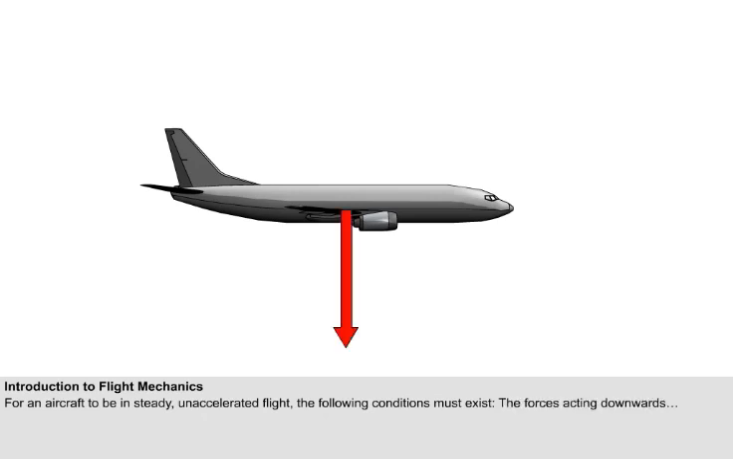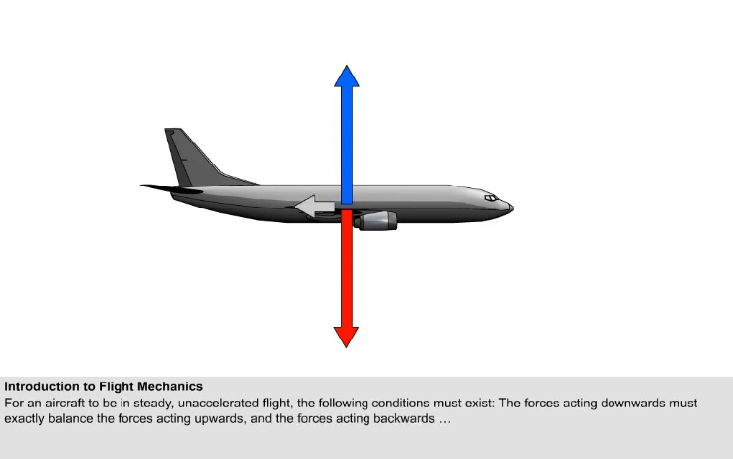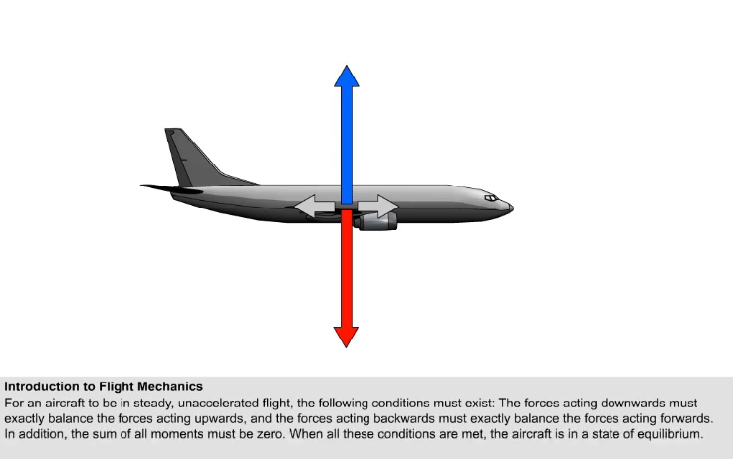Forces acting downwards must exactly balance the forces acting upwards, and the forces acting backwards must exactly balance the forces acting forwards. In addition, the sum of all moments must be zero. When all these conditions are met, the aircraft is in a state of equilibrium.